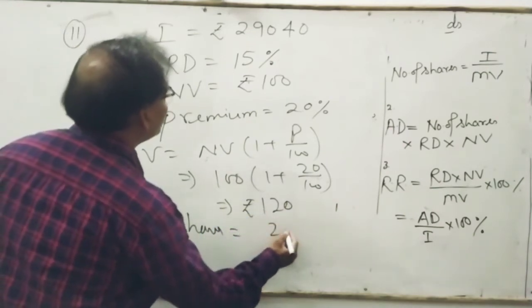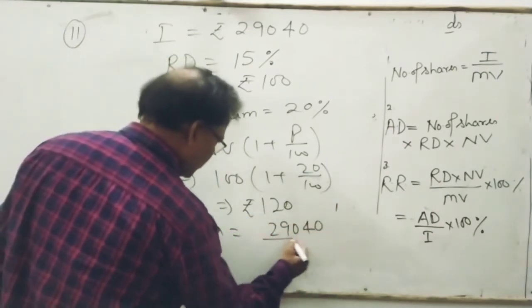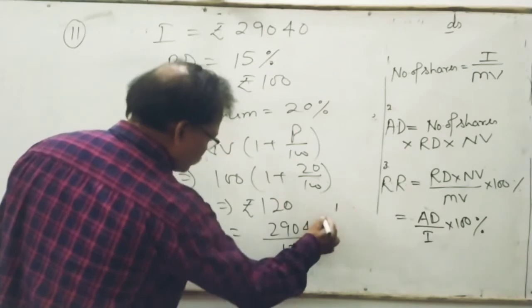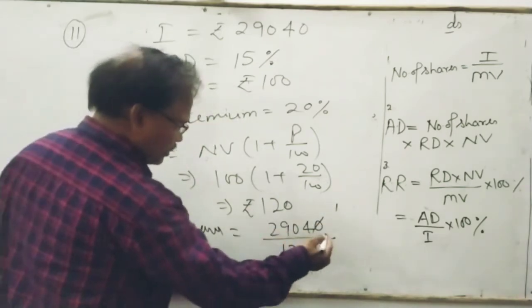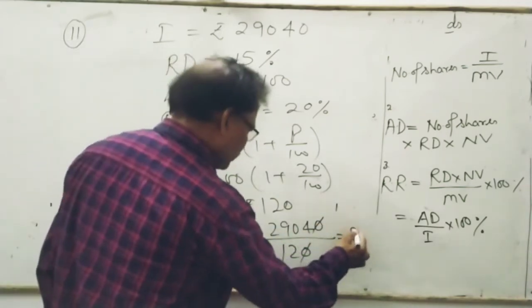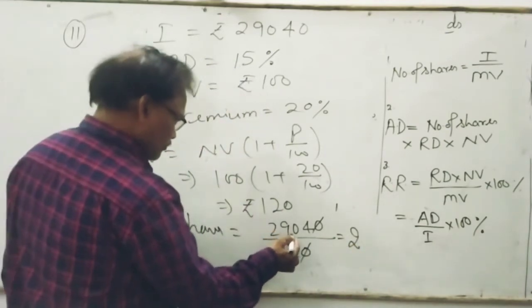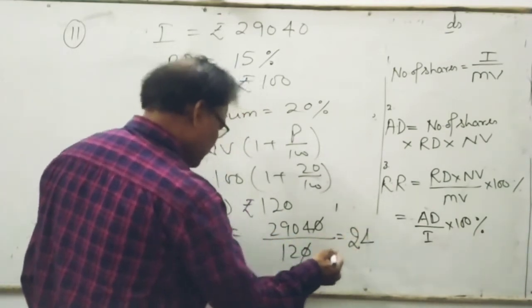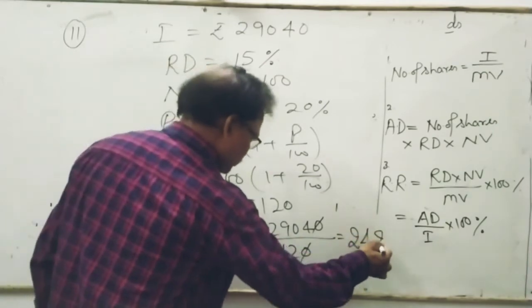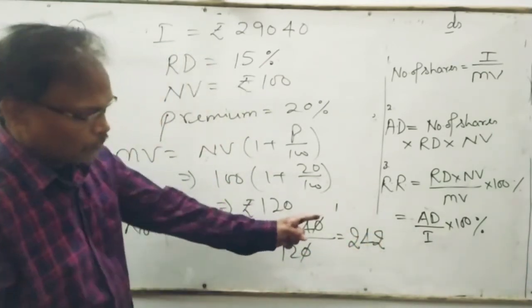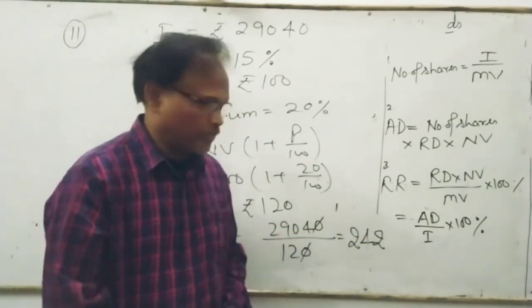Investment is 29040 divided by market value. So it will be 120. So 12 divided by 12. 12 2s are 24. 12 4s are 48. 2, 12 2s are 24. So 242 is the number of shares. This is the first part.